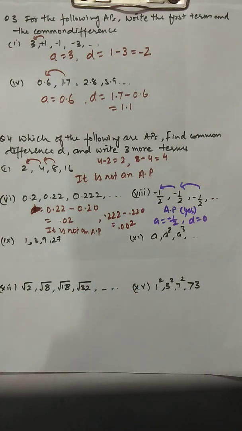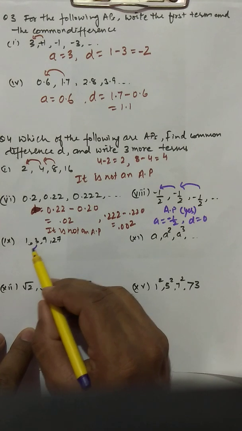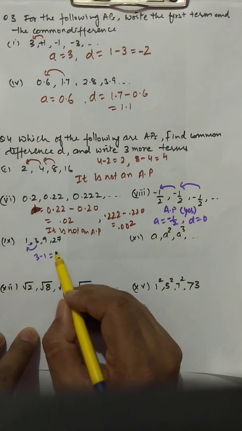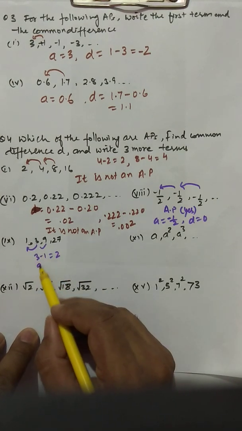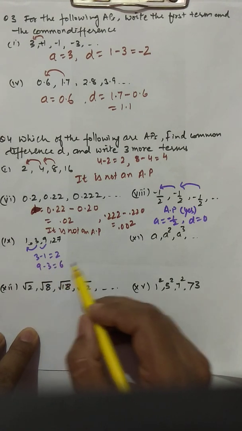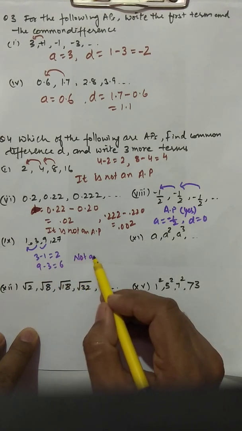Now come to this: 1, 3, 9, 27. If I find the difference 3 minus 1, this is 2. If I find the difference 9 minus 3, this is going to be 6. So again not an AP.